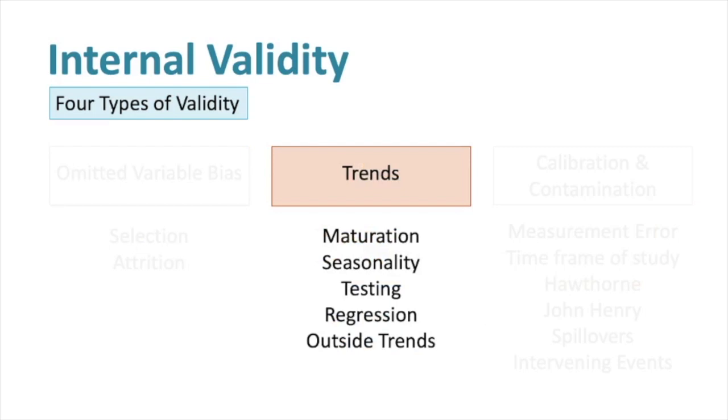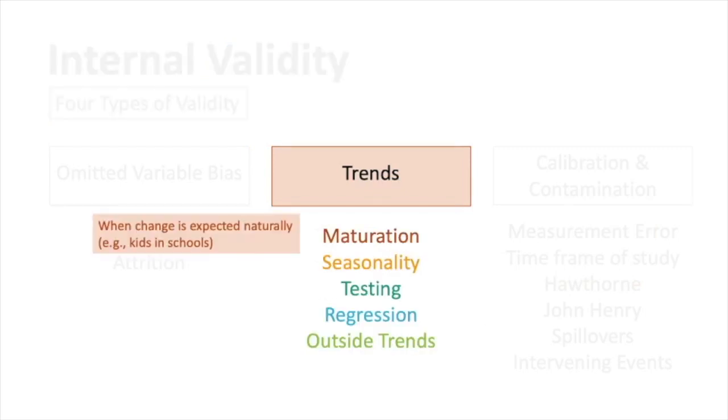With trends, we'll start with maturation. That is when change is expected naturally. So, for example, kids in schools, they are naturally going to be learning and growing no matter what. And so when we put an intervention in a school, it's really important for us to know, is this just because the student is naturally growing, or is it because our intervention is actually working?